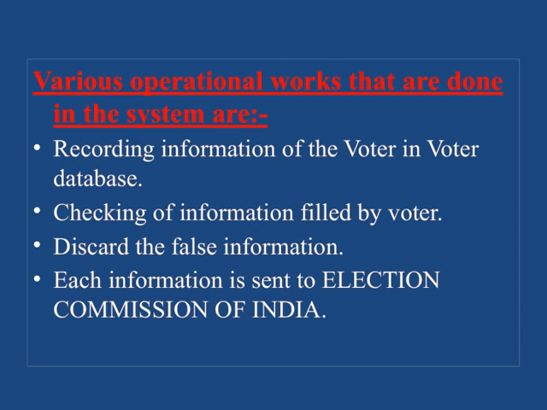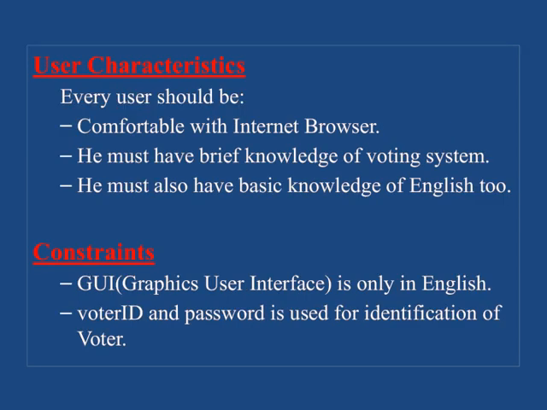These operational activities are fundamental in maintaining a reliable and trustworthy electoral system, aligning with our overall goal of conducting free and fair elections. Let's talk about the user characteristics that are essential for this voting system. First, every user should be comfortable using an internet browser. This means they should know how to navigate websites, click links, and manage basic browser functions. It's important because the entire process relies on web-based interaction.